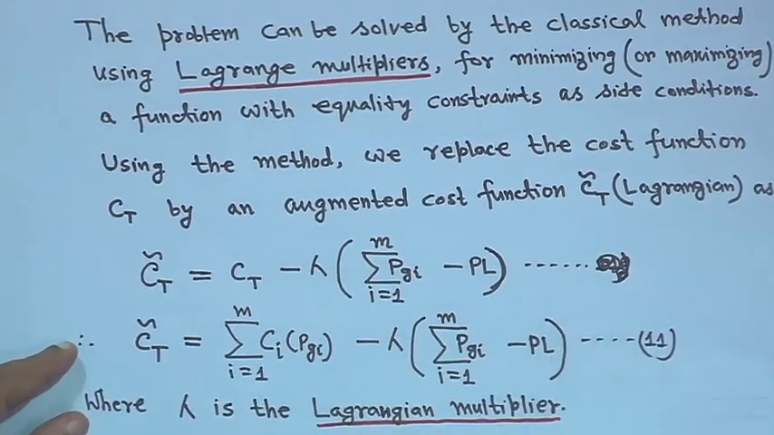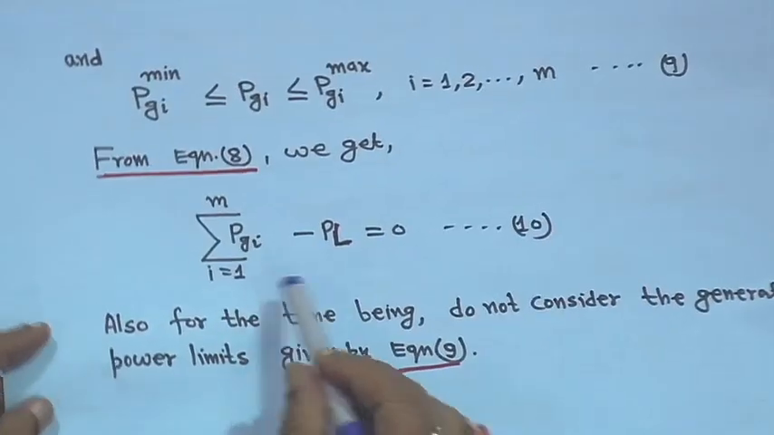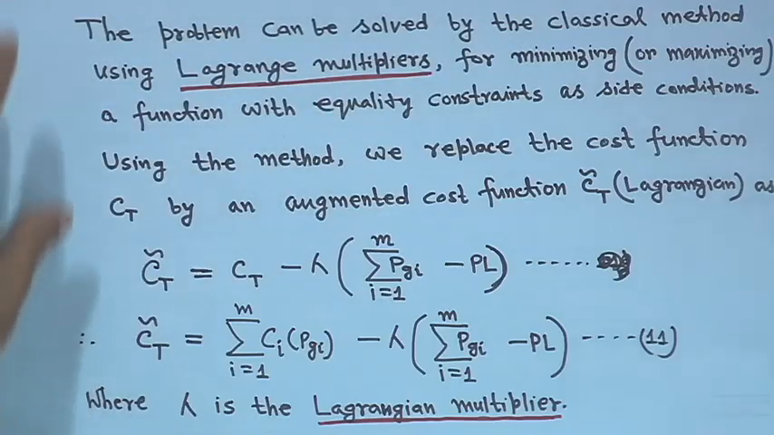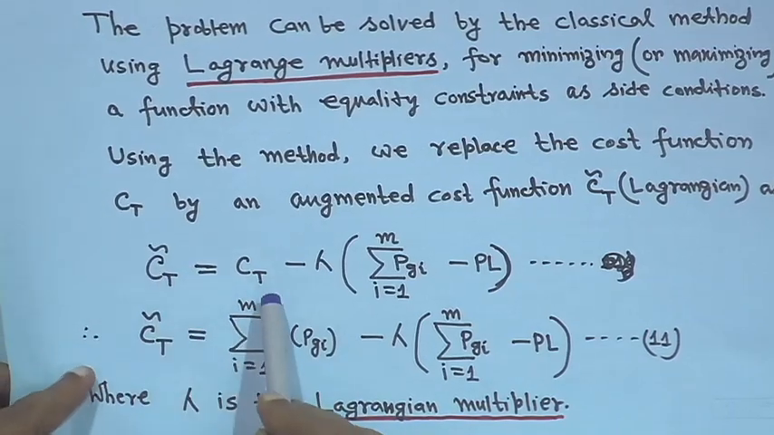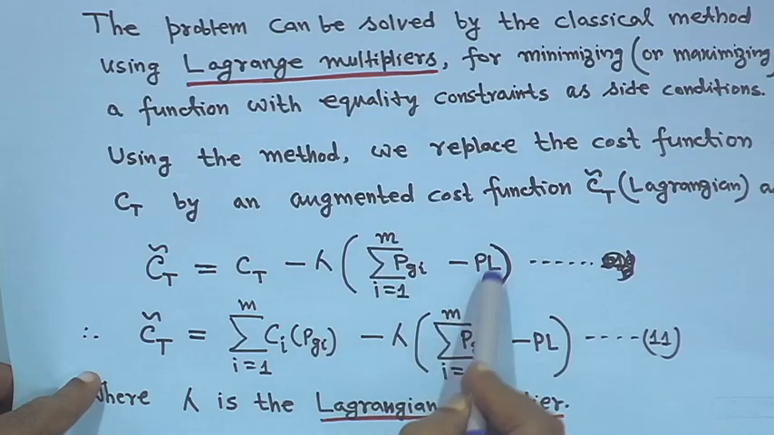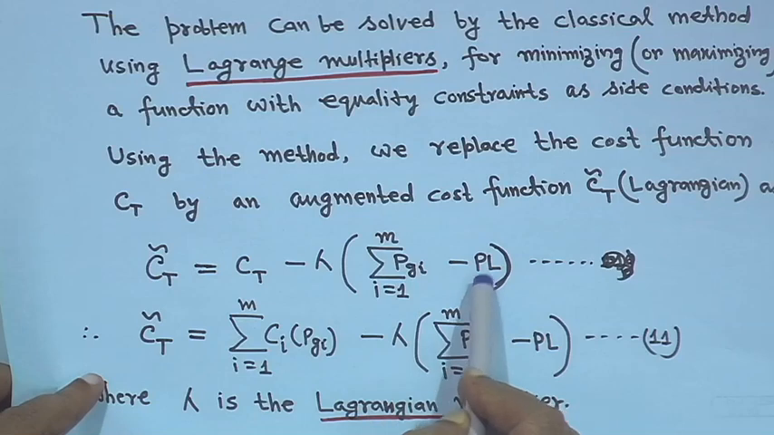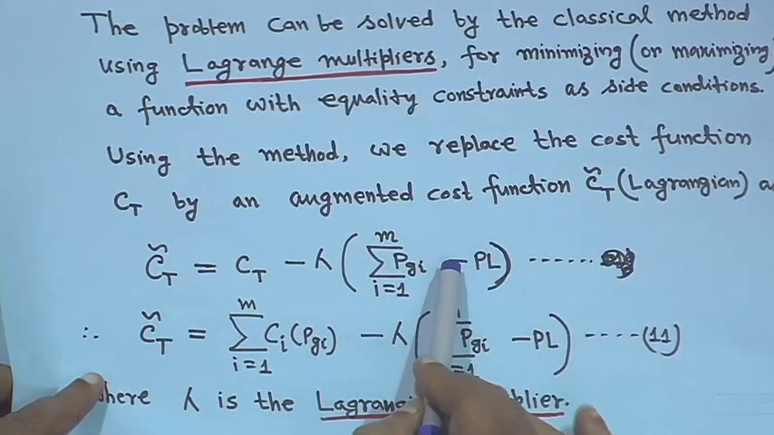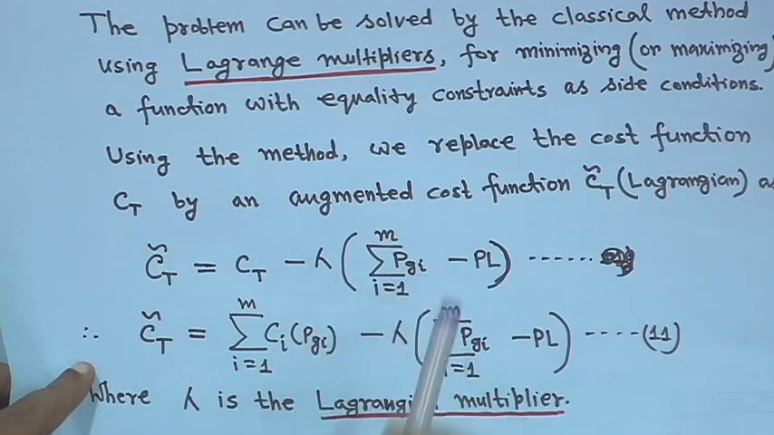So, that is your constant, this was your equality constant. This one we are bringing into this augmented cost function, that C t tilde is equal to C t minus lambda in bracket, sigma i equals 1 to m of P G i minus P L. When the solution converges, sigma P G i will be sigma P L. So, this term will vanish, I mean it will be 0, right. So, at that time C t tilde will be C t.